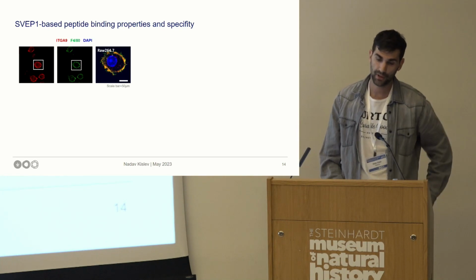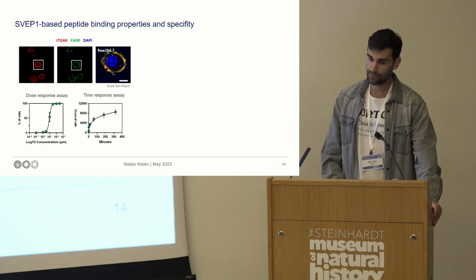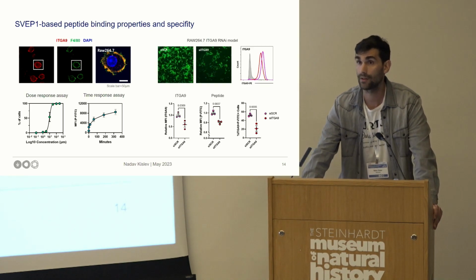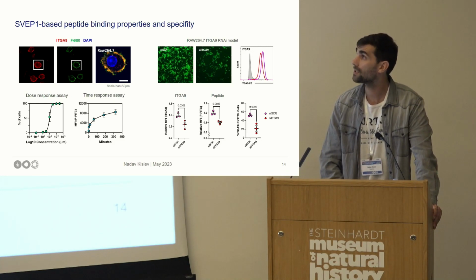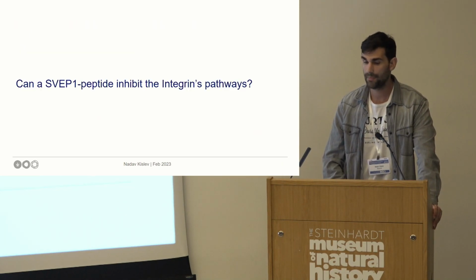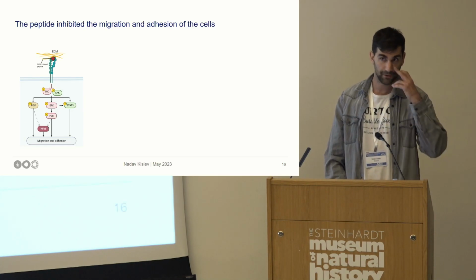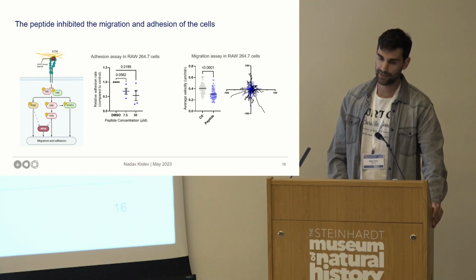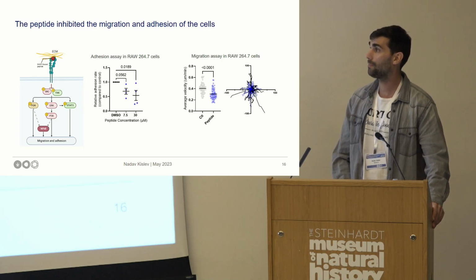So we started off using cells. This is how they express the integrin. We performed some dose and time response assays, knocked down integrin, and saw that the peptide, the SVEP1 based peptide, is quite specific to the integrin. We then measured whether the SVEP1 based peptide can inhibit the integrin's pathway. We started off with the bread and butter of integrin, which are migration and adhesion, where we saw reduction in both adhesiveness and migration of the cells when they were co-incubated with the SVEP1 based peptide.